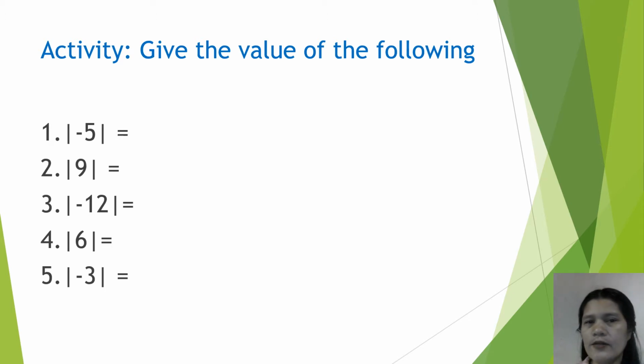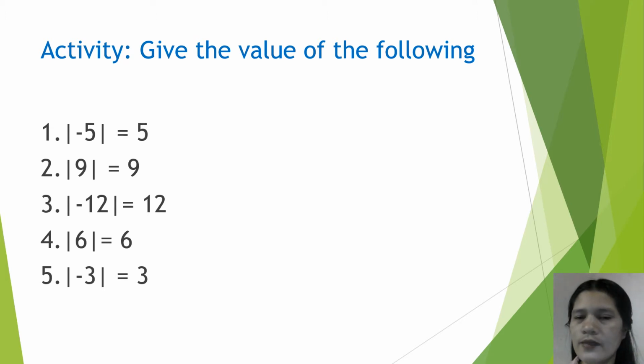Find the value of the following. Number 1, absolute of negative 5. So we have 5. Absolute of 9 is 9, absolute of negative 12 is 12, absolute of 6 is 6, and absolute of negative 3 is 3.